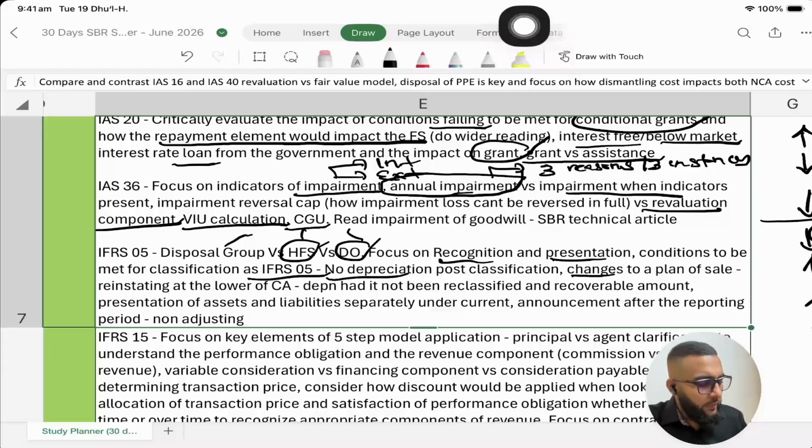Then presentation of assets and liabilities separately under current and non-current, and announcement after reporting period, how it becomes a non-adjusting event, why it becomes a non-adjusting event. Just know that. So these are good for you to know.